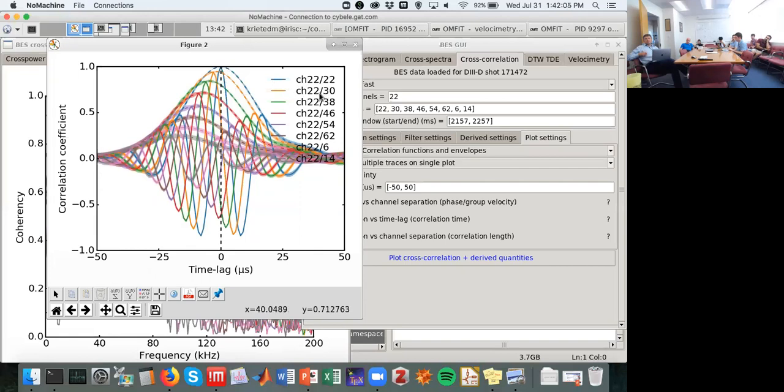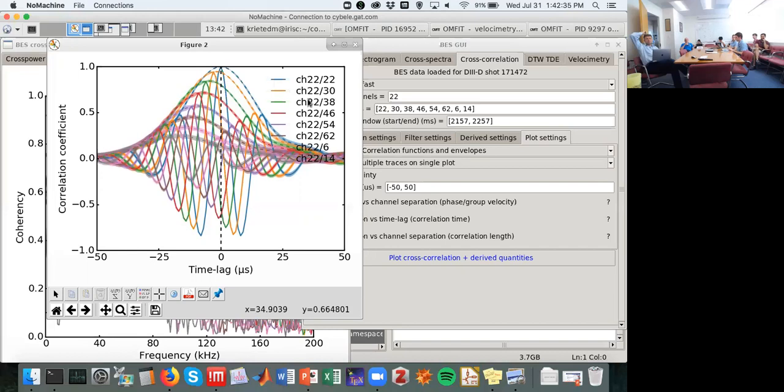So next is this orange trace, the correlation function between channel 22 and 30. Now you're looking at the correlation between two channels that are separated by about 1 centimeter. You can see this correlation function peaks at a time lag of about, if you look at the bottom, -3 microseconds. The directionality matters. So it takes about 3 microseconds for the turbulence to propagate from channel 22 to channel 23.